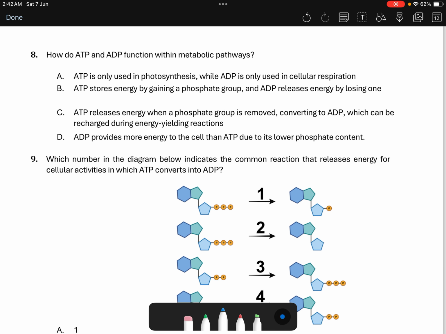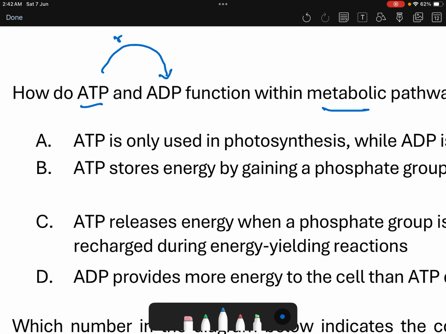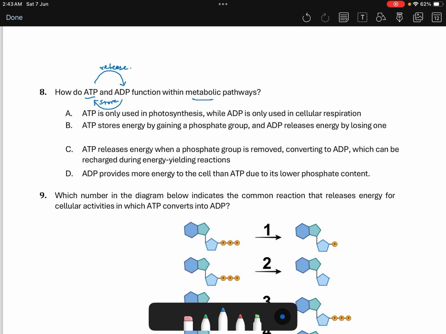How do ATP and ADP function within the metabolic pathways? Of course, we have to decide whether ATP stores energy or releases energy. When you break down ATP into ADP in this process, you release energy. And when you go from ADP to ATP, here you store energy. So basically ATP stores energy, right? ATP stores energy by gaining a phosphate group and ADP releases energy, yes, we studied this in the cycle. ATP releases energy when a phosphate group is removed, converting it into ADP, which can be recharged during energy-yielding reactions. Yes, that's correct actually.